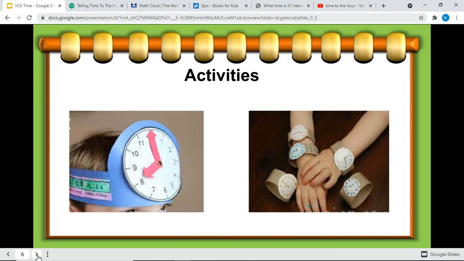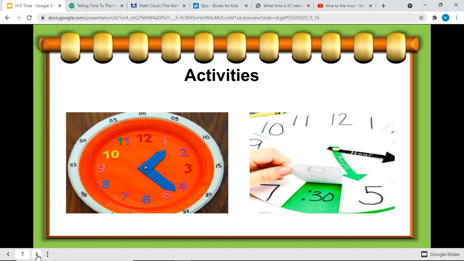So some activities. Students can create crafts, which typically they find really fun and engaging. They could create a clock hat, and also can introduce the concept of a watch. Students can also create a clock using a paper plate and place the numbers around the plate to the hour, and when you're ready to move on to the minutes, but I usually start with introducing the hour.